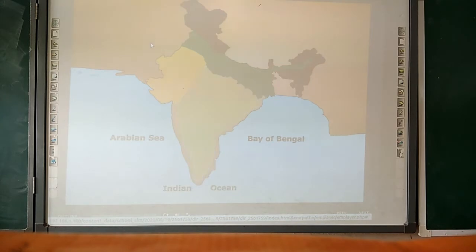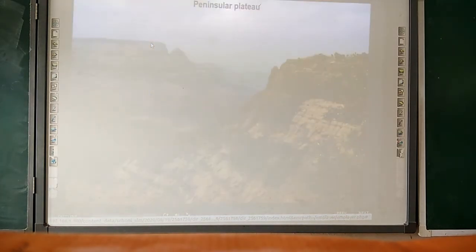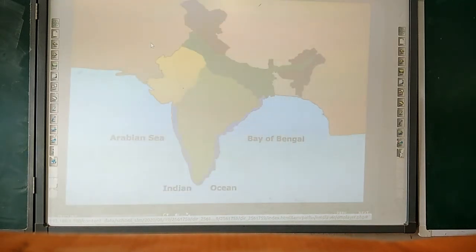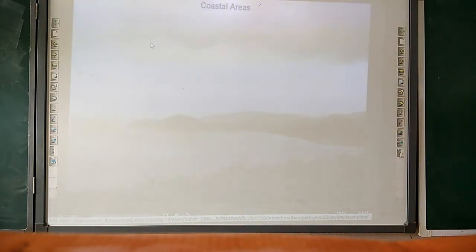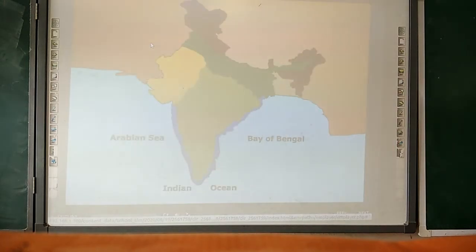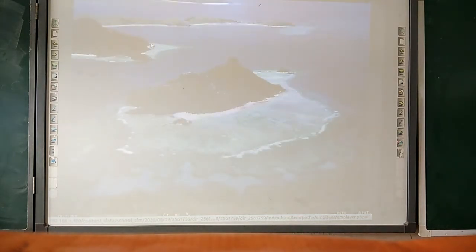The Peninsular Plateau, the oldest landmass, is a tableland composed of old crystalline, igneous, and metamorphic rocks. The Peninsular Plateau is flanked by a stretch of narrow coastal strips running along the Arabian Sea on the west and the Bay of Bengal in the east. The Andaman and Nicobar Islands lie in the Bay of Bengal in the east, and the Lakshadweep Islands lie in the Arabian Sea to the west of the Indian mainland.